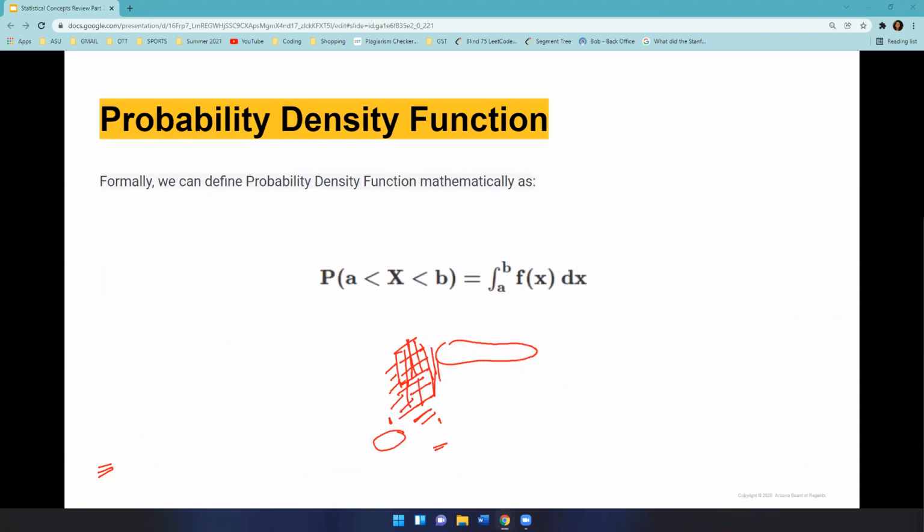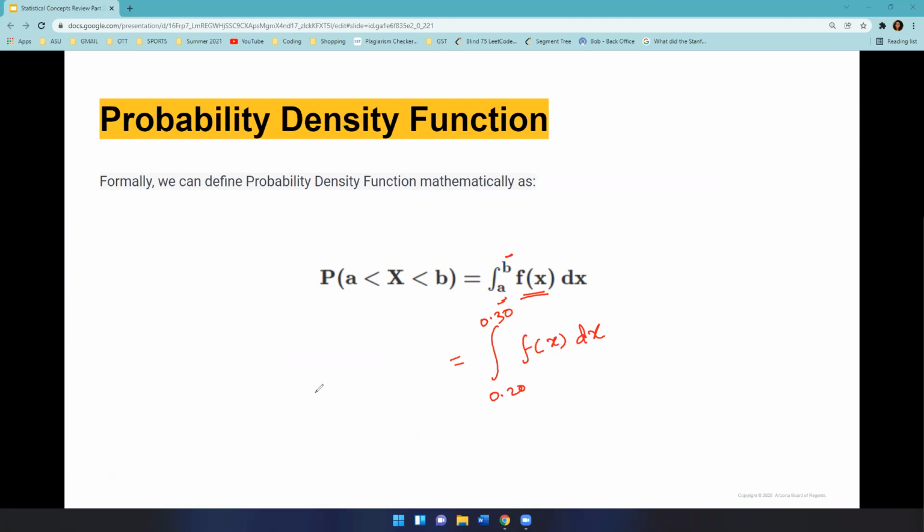Mathematically, we can calculate the PDF as a definite integration of f(x) from a to b. So in our case, it would be f(x) from 0.20 to 0.30, and this will give us the probability that our random variable lies between this range. We can solve this definite integral and get the value. It would be the same as the area under the curve I showed before. So this is all about PDF.